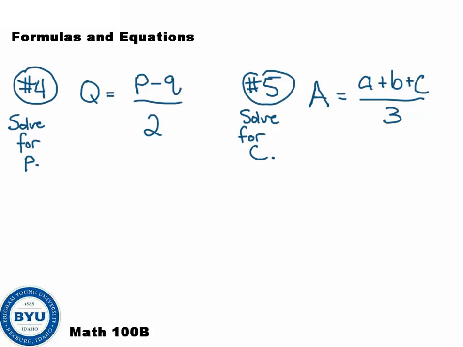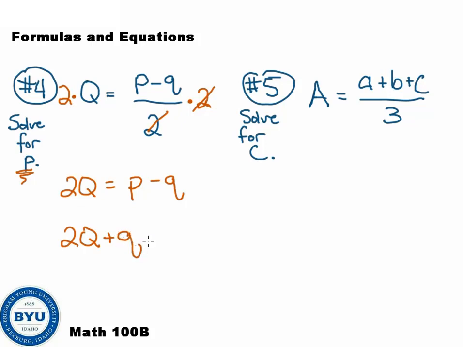Okay, so on this number 4, we would want to get rid of the fraction, get rid of this divide by 2. To undo divide by 2, we use the law of opposites and multiply both sides by 2. That gets us 2q equals, again, these would cancel out because they're opposites, p minus q. Again, we're trying to get p by itself, so I need to undo the minus q. The opposite of minus q would be to add q. And that would be our final answer for p. P equals 2q plus little q. Oh, there's a big q and a little q.